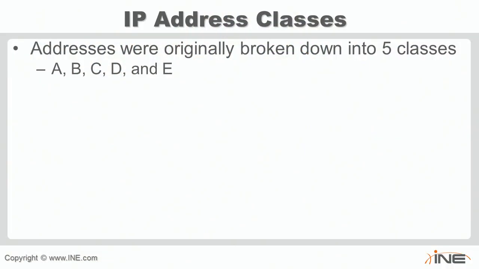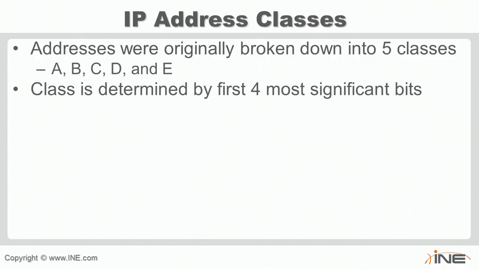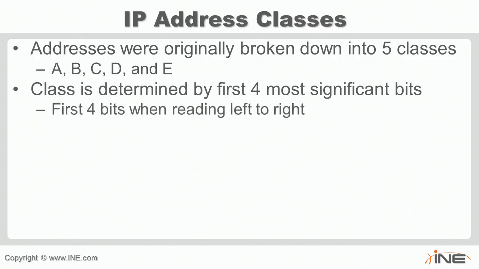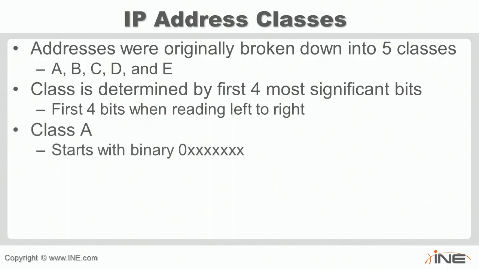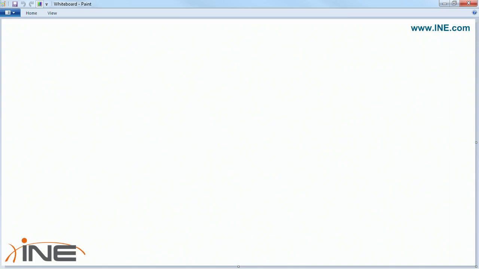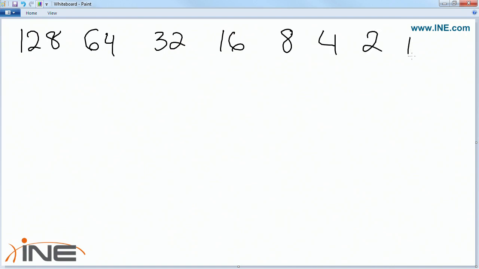But the class itself is going to be based on the 4 most significant bits of the address, which means that when we're reading the address from left to right, it's going to be the first 4 values in binary that determine what the class is. And the first of which, the class A, is going to be any number that starts with binary 0, which in the case of decimal, is going to be anything in the range of 0 to 127. So when we look at the addresses in binary, the bit values are going to go 128, 64, 32, 16, 8, 4, 2, and 1.